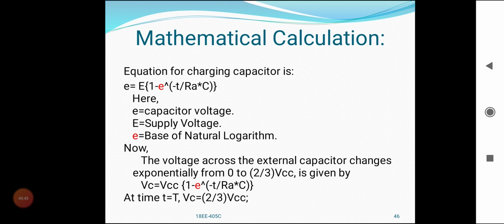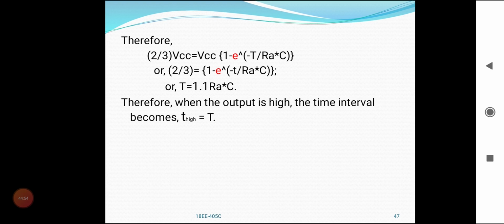At a time t equal to capital T, VC, the voltage across the capacitor, equals 2/3 VCC. Therefore, 2/3 VCC = VCC(1 - e^(-T/RC)). The VCC on both sides cancels. 2/3 = 1 - e^(-T/RC), so capital T = 1.1 RC. Therefore, when the output is high, the time interval becomes T high equal to T.